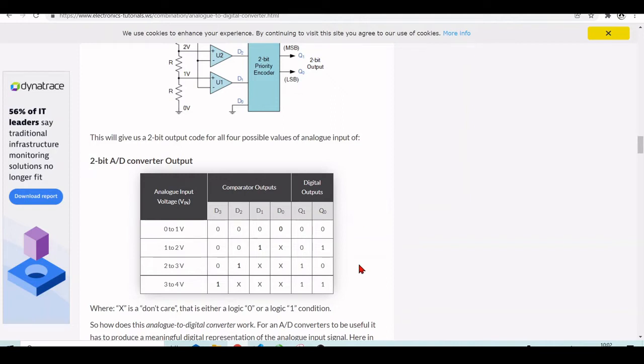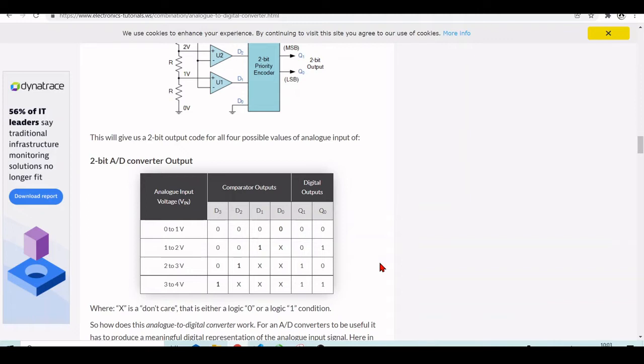That means that our range will be from 0 to 4 volts. So divided: 0 to 1 volt will be 0, 0; 1 to 2 volts, 0, 1; 2 to 3 volts, 1, 0; and 3 to 4 volts, 1, 1. This is just an example. When we're talking about 8 bits, that means we take our range and divide it into 2 to the power of 8 different values. Or if we have 16 bits, then it would be 2 to the power of 16 different possibilities.